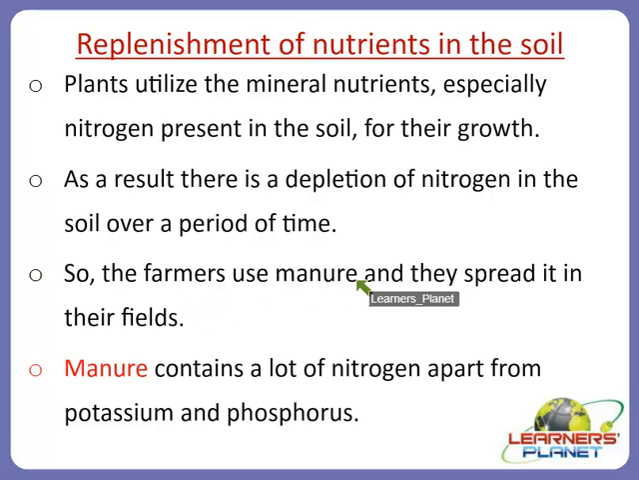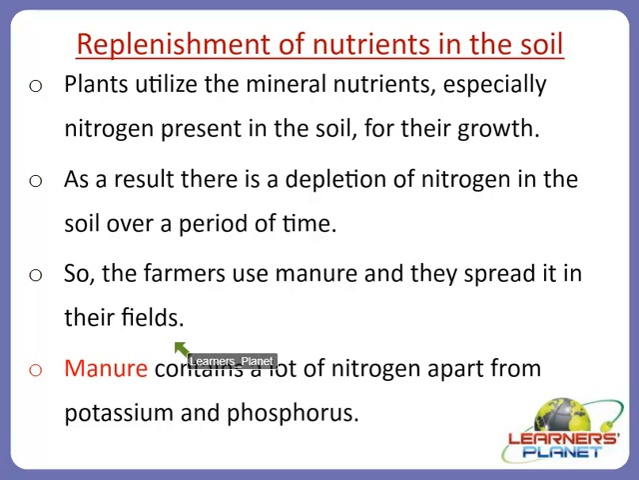And so the farmers use manure, as they spread it in their fields. Why do they use manure? Because manure contains a lot of nitrogen, apart from potassium and phosphorus, which are very much essential for the growth of a plant. So we have learned that plants absorb mineral nutrients from the soil for their growth and development. And even if the farmer continues cultivating crops year after year in their fields, the amount of the nutrients goes on declining. And as a result, the yields of the crop also go on decreasing.